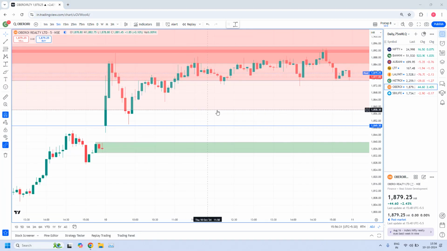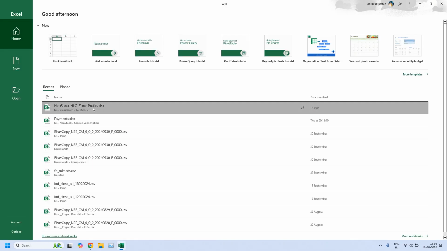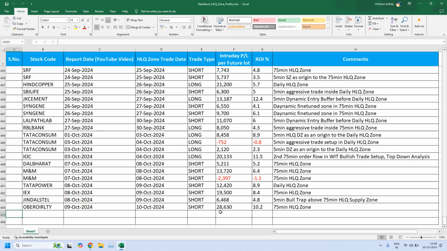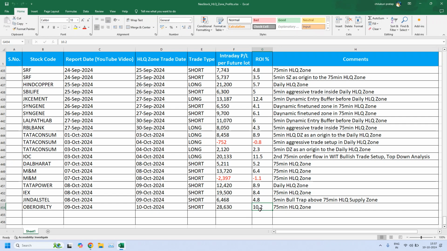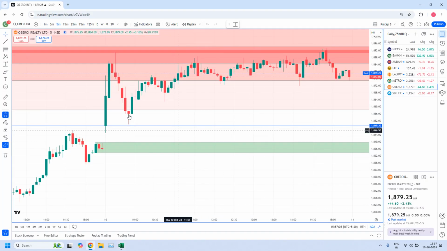Let me open the Excel sheet. Oberoi Realty has given 28,630 rupees profit as per one futures margin cost. And the ROI as per one futures margin is 10.2% profit. The margin cost of the future is your investment. On that investment, we got 10.2% ROI during the intraday, that too in 20 minutes. You got 10%, this is a 10% ROI in just 20 minutes.